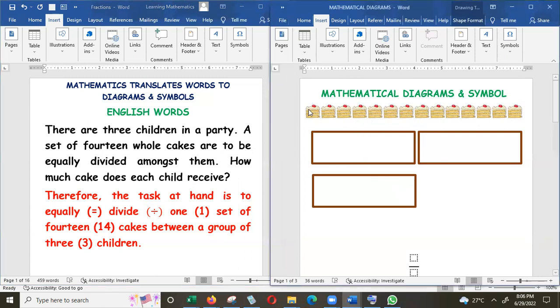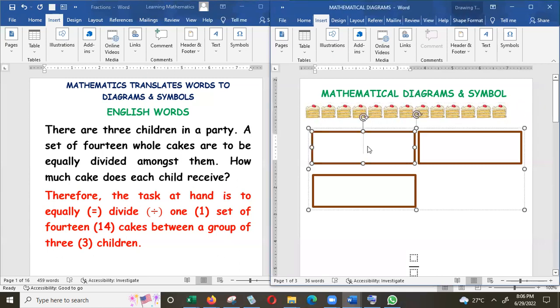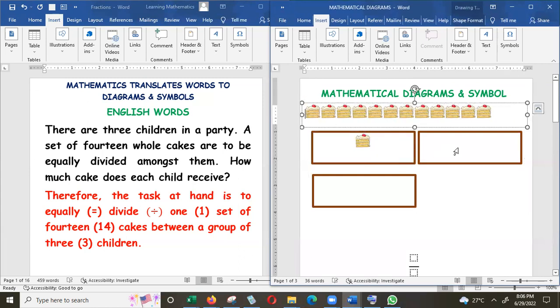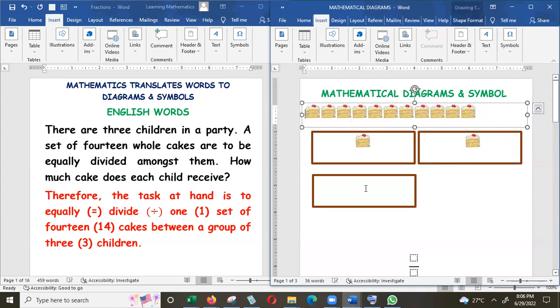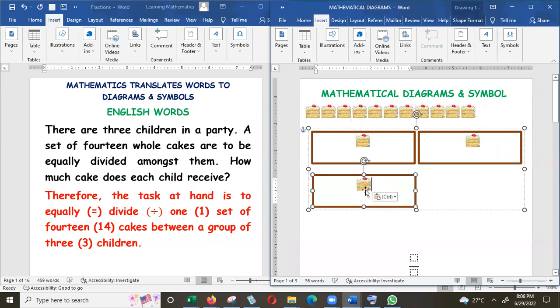So what we can do, we can give a first child a cake. Okay. We move on to the second child, take a cake and give that child a cake. And take another cake and give it to the third child. So now each child has a cake. Now there are plenty more cakes left. So let's repeat the process.